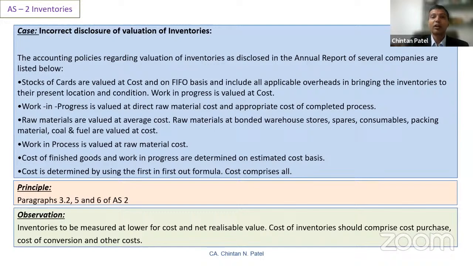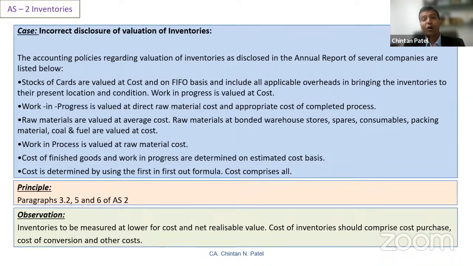Why? Because the NRV is higher than cost. NRV, net realizable value, is higher than cost. So you may be technically correct saying that you have measured cost, but the reason you measured cost is that in your case, net realizable value is higher than cost. But if you mention in your accounting policy that raw material or work in progress is measured at cost, that gives an incorrect indication to the stakeholders that you have ignored net realizable value.